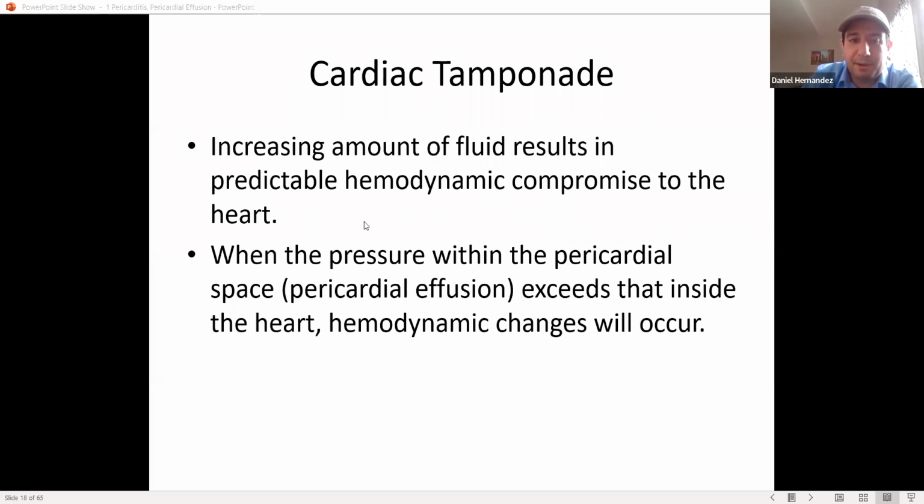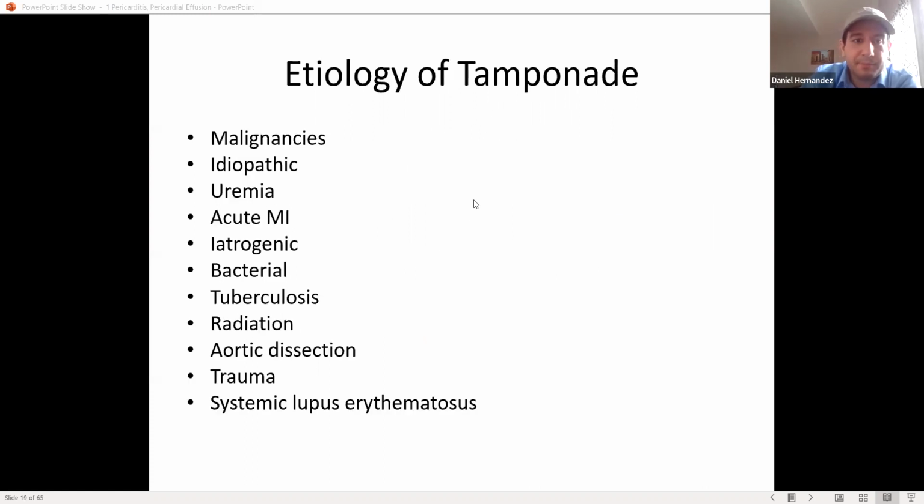So when pressures within the pericardial space exceed those inside the heart, hemodynamic changes will occur. Again, we said it's not necessarily the amount of fluid that can cause cardiac tamponade, it's the rate at which it accumulates. These are all etiologies that potentially cause cardiac tamponade. So it's going to be a lot of the same etiologies that would cause a pericardial effusion.